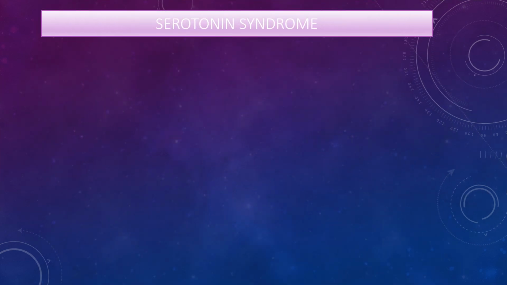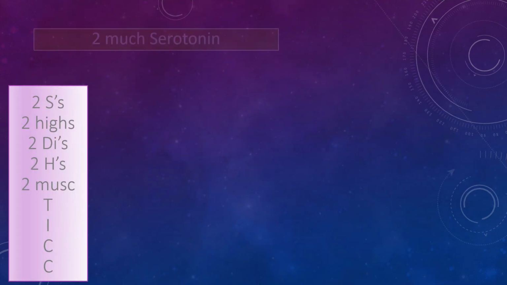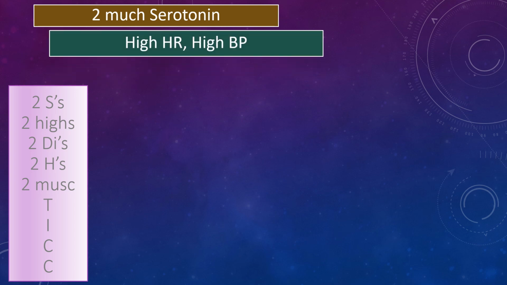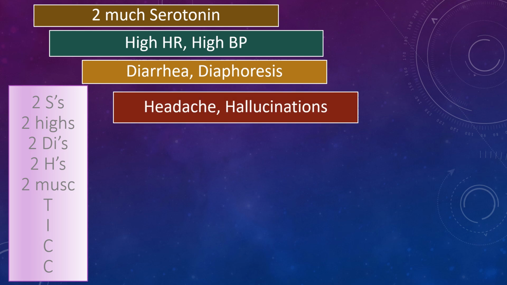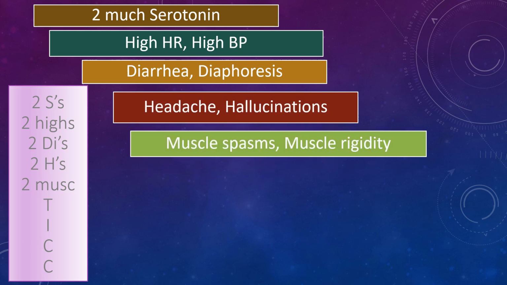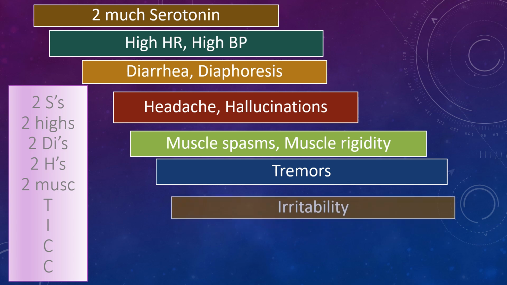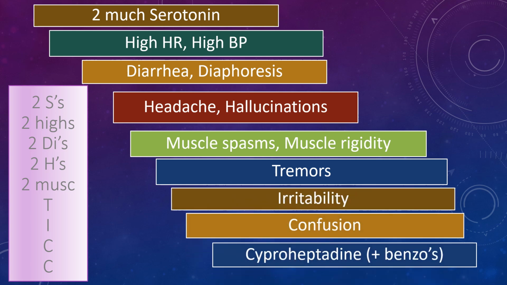Dr. Lopez's mnemonic for serotonin syndrome: 2 S's, 2 highs, 2 dies, 2 H's, 2 muscles, T, I, C, C. Too much serotonin, high heart rate, high BP, diarrhea, diaphoresis, headache and hallucinations, muscle spasms, muscle rigidity, tremors, irritability, confusion. Treatment: cyproheptadine plus benzos.